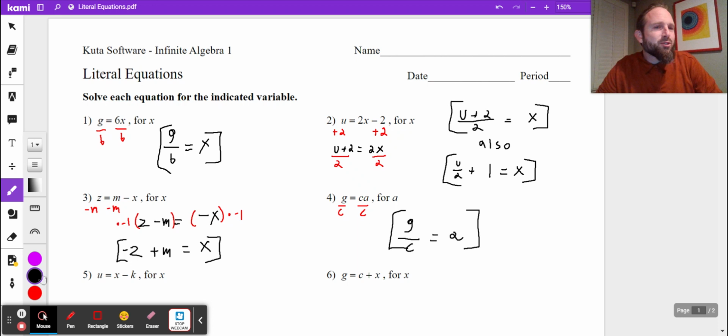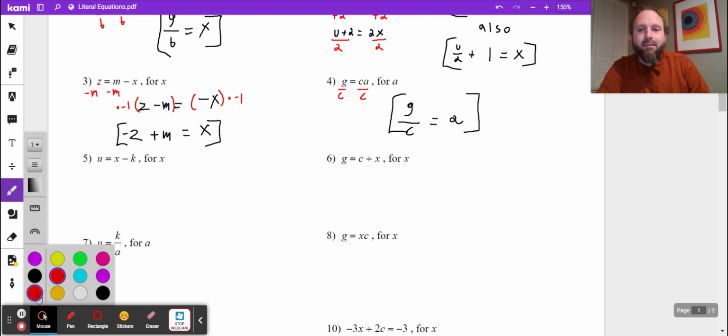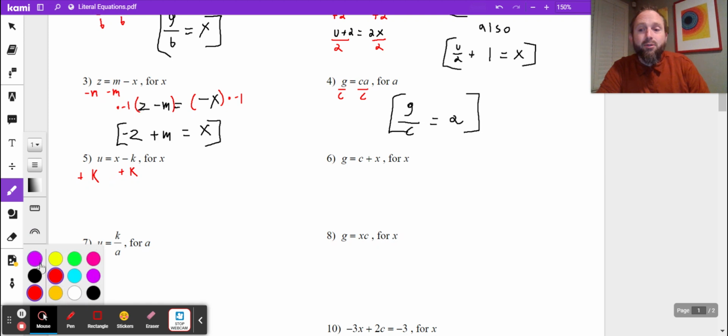But let's do 2 more problems and then you can work on through the rest of them. So let's do this one. U is equal to x minus k. So there's a k with the x right here. And what is he doing, guys? And what's the opposite of subtraction? Addition. So if we do that on both sides, we get u plus k is equal to x. X is alone. Boom.